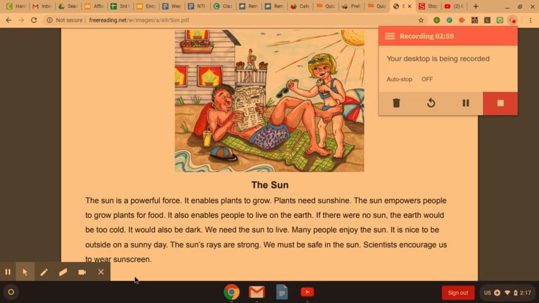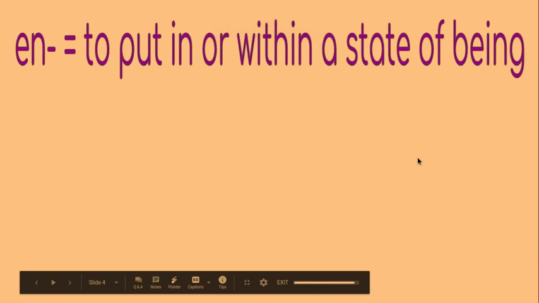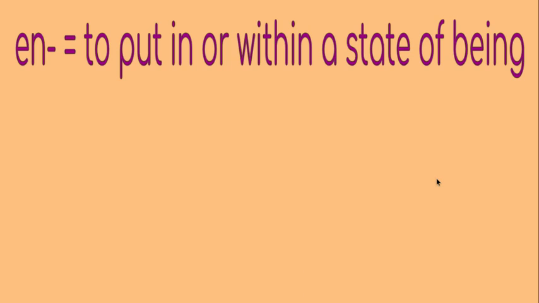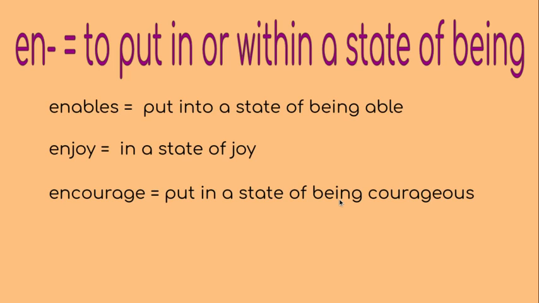So what I want you to do is pause the video. I want you to either discuss or write down the words with the prefix en, and then I want you to think about what those words mean using the prefix meaning, which is to put in or within a state of being, and then also to use the root word to help you. So there weren't very many words with the prefix en in this particular passage, but hopefully you saw enables, which means to put into a state of being able, enjoy, in a state of joy, and encourage, put in a state of being courageous.